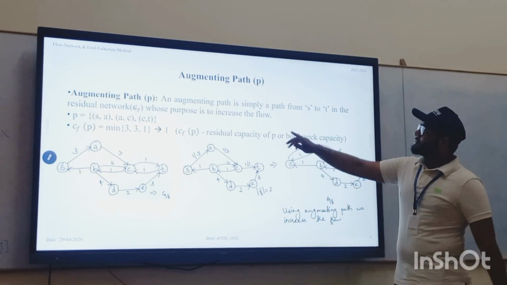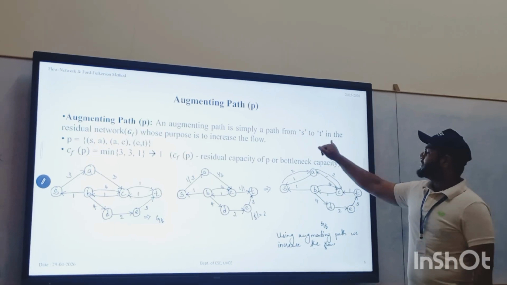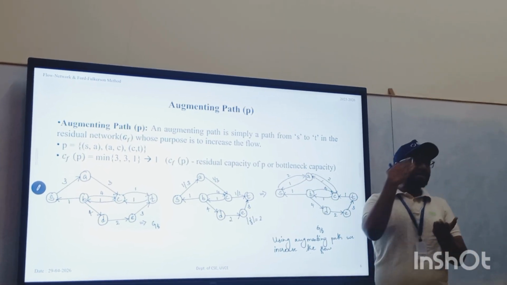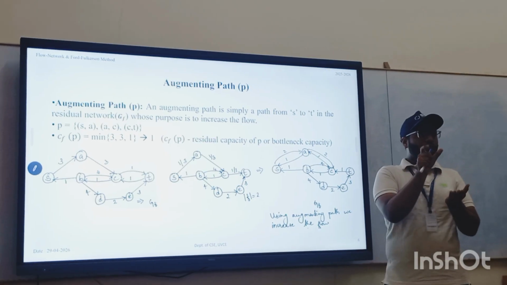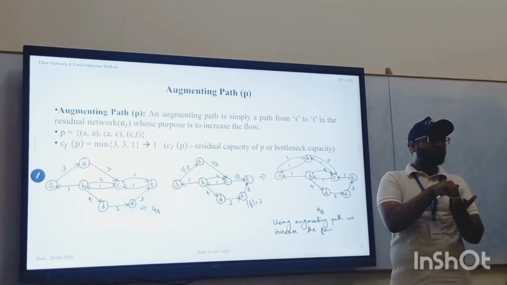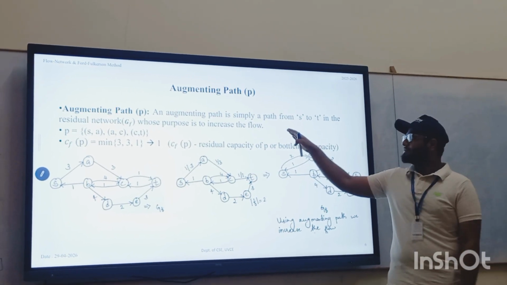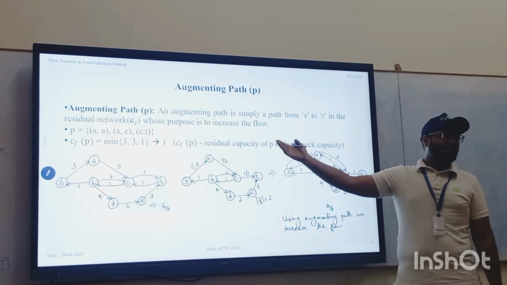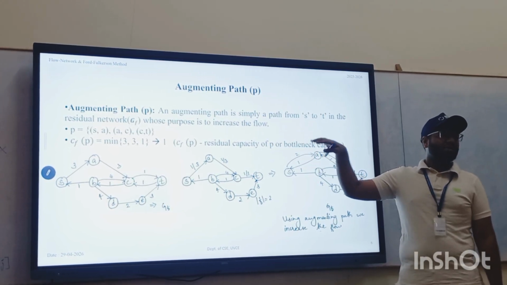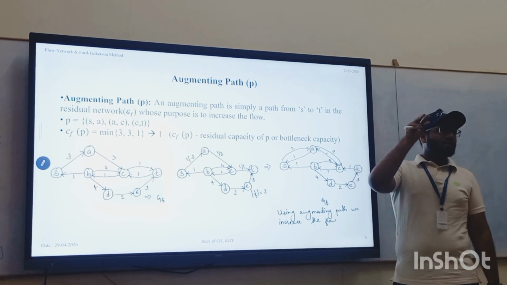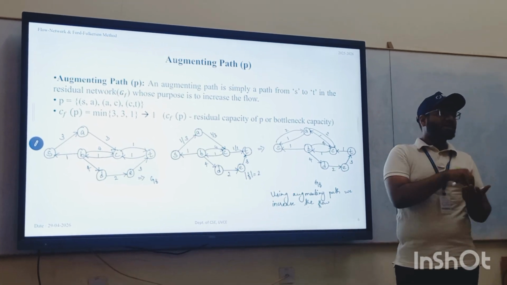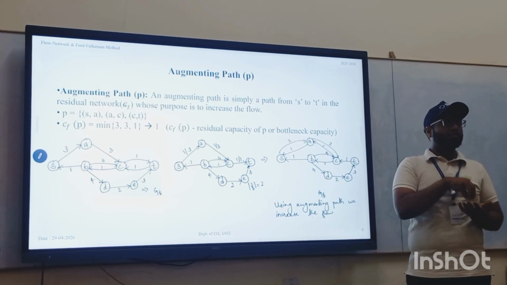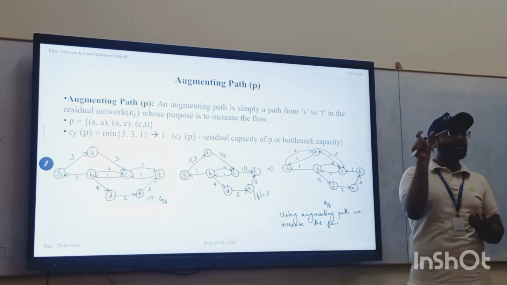So an augmenting path is simply a path from S to T in the residual network whose purpose is to increase the flow. We will get a residual network. Every time in the Ford-Fulkerson algorithm we have to check: if we have an augmenting path, we can proceed. Otherwise, we exit. So that is like a while loop. In the residual network, if there is an existing augmenting path, then only we can go to the next step. Otherwise, we have to stop. Whatever value we have then is the max value.